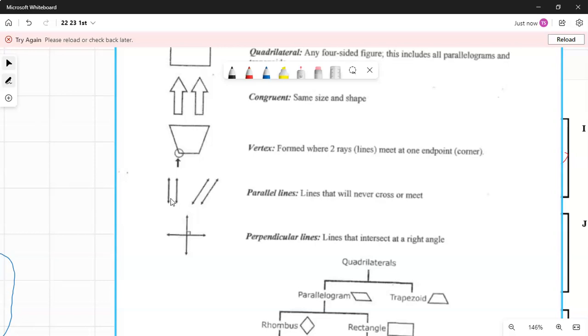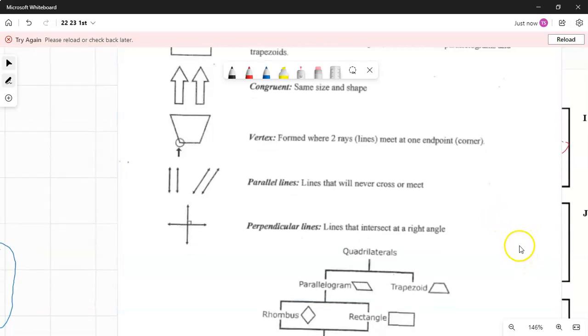Perpendicular. Perpendicular are two lines that intersect to form a right angle. So squares have perpendicular lines, rectangles have perpendicular lines. Anywhere you have a corner where two lines intersect and make a right angle, look like the corner of your paper. The corner of your paper has four perpendicular lines, four lines that intersect to form right angles. So that's what perpendicular means. And you'll see those terms the rest of the time you're in school.